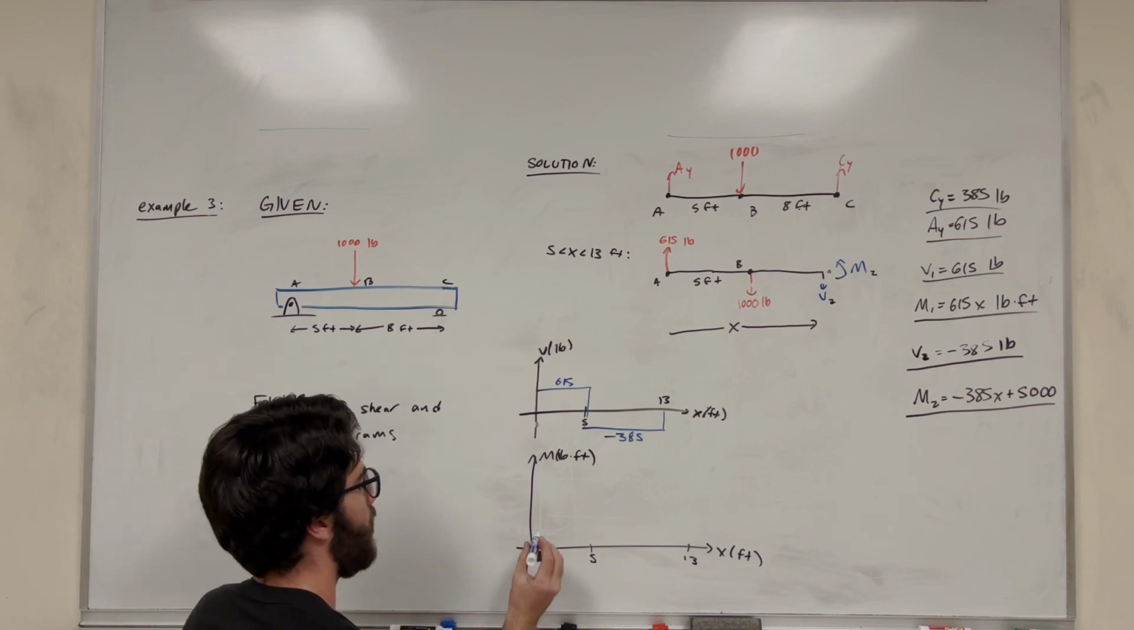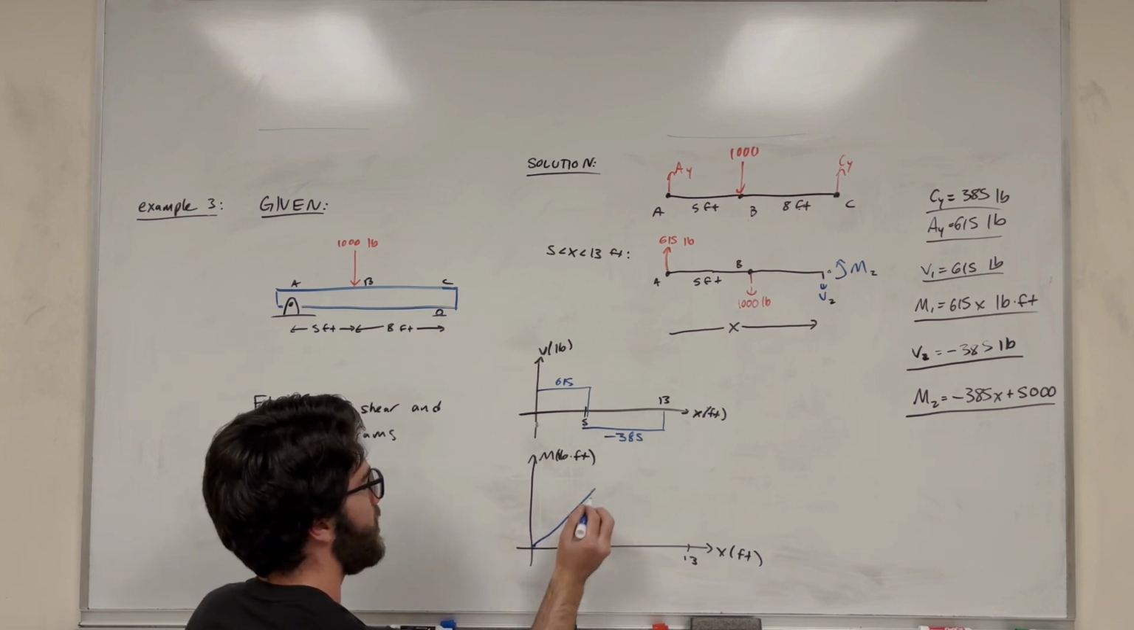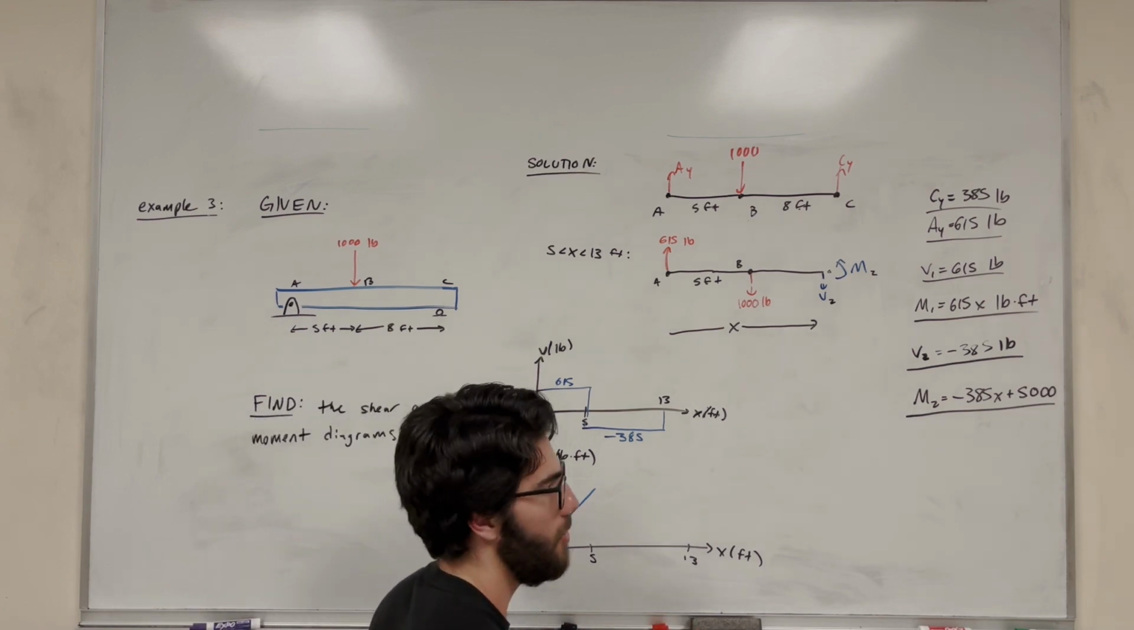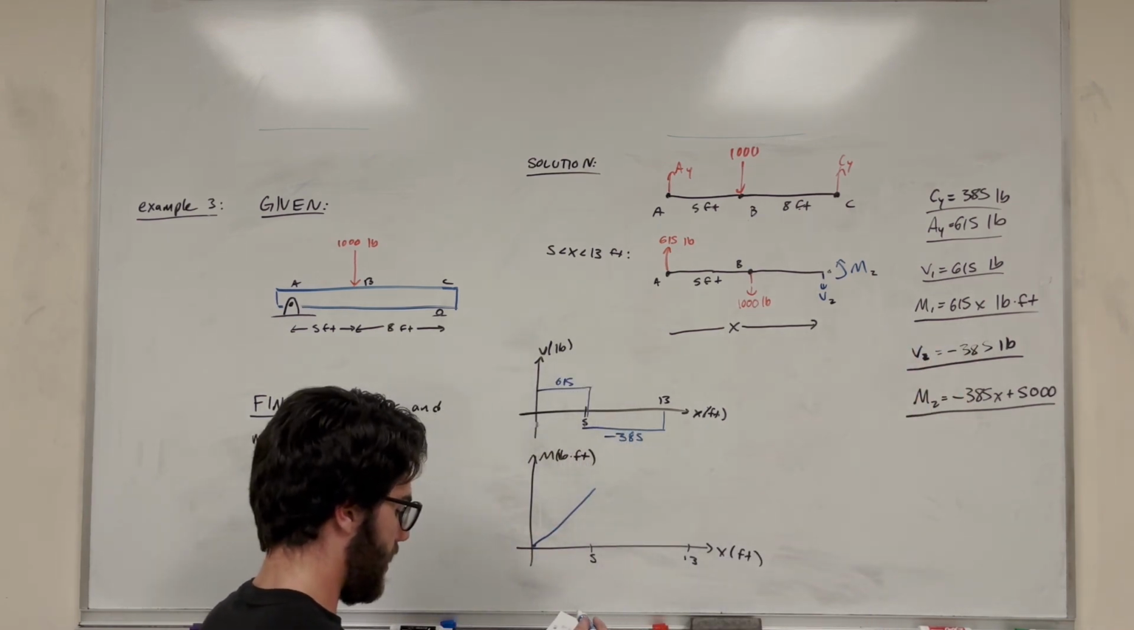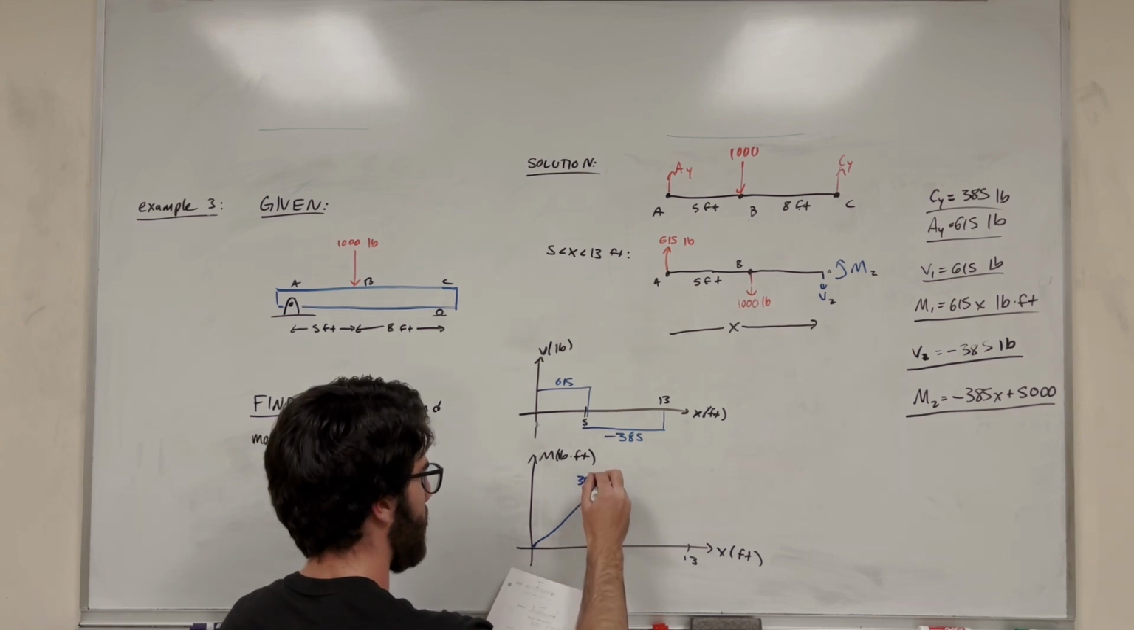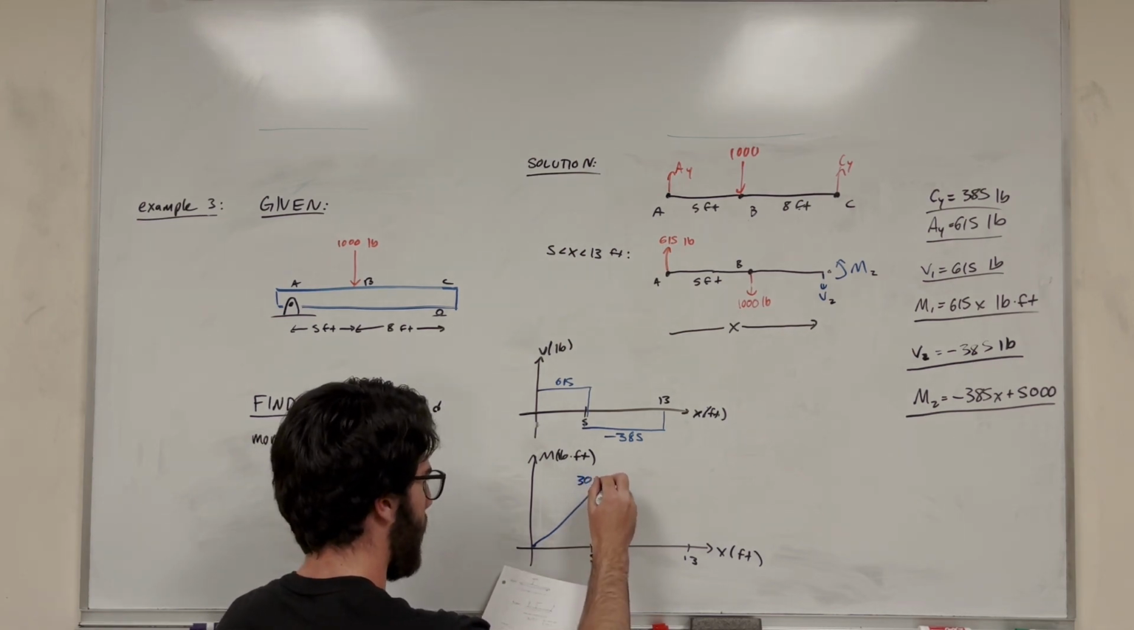And where's that high point going to reach? Well, we're going to plug in 5 for x. If we want to find the height of this, which we do, all you have to do is plug in 5 for x, and you're going to find that that height is 3,075, right?